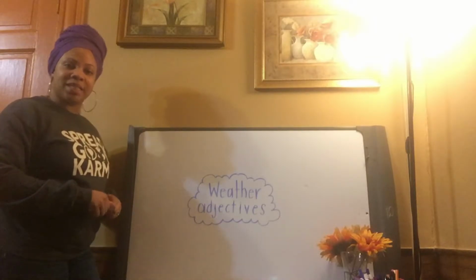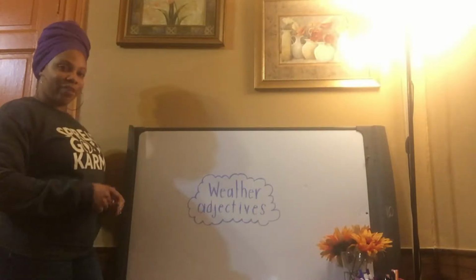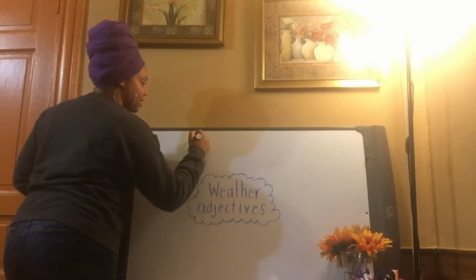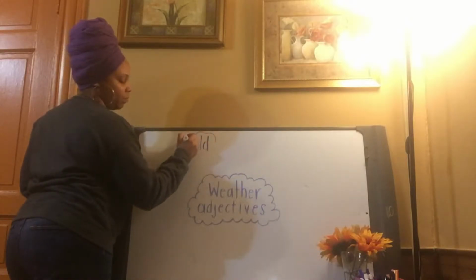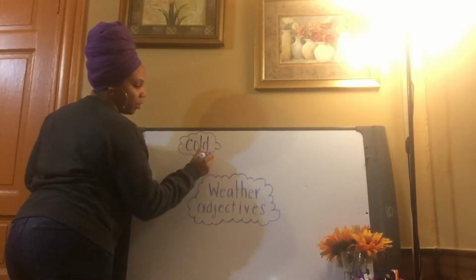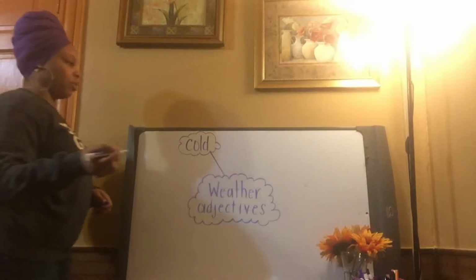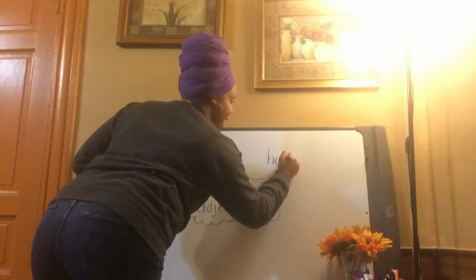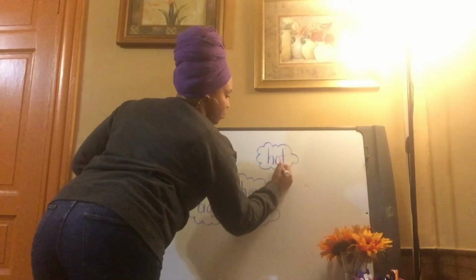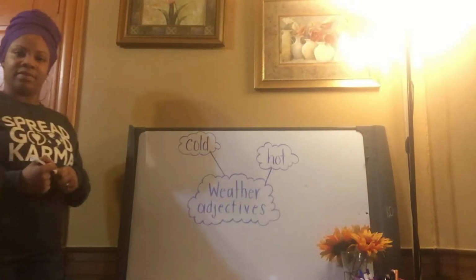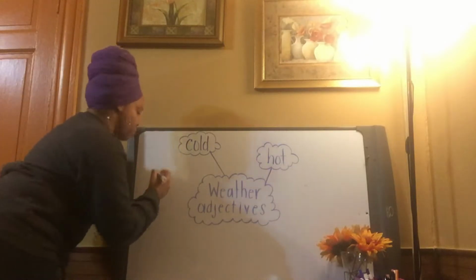All right, scholars, who can tell me an adjective that we use to describe the weather? Very good. Cold is one of those adjectives. So let's add cold to our web chart. What's another word we can use to describe the weather? Very good. The opposite of cold is hot. Let's add hot to our web chart. Good job. Who has another adjective? Very good. We can use the word windy to describe the weather.